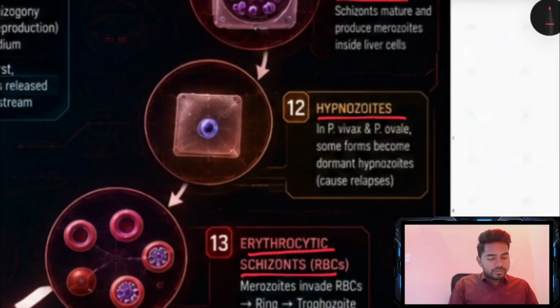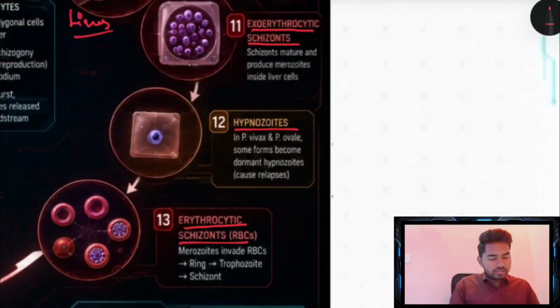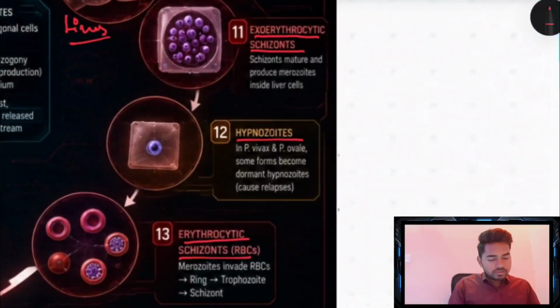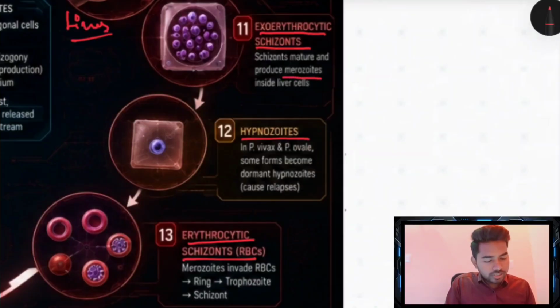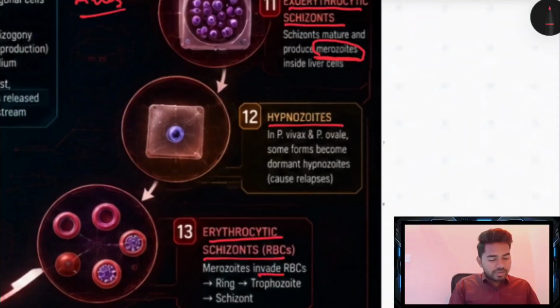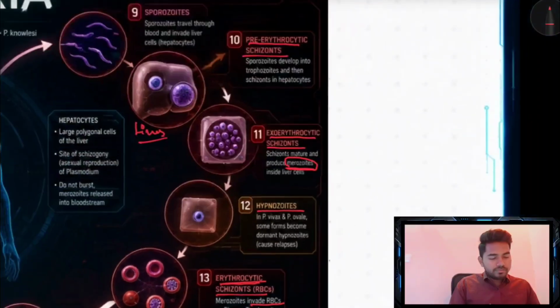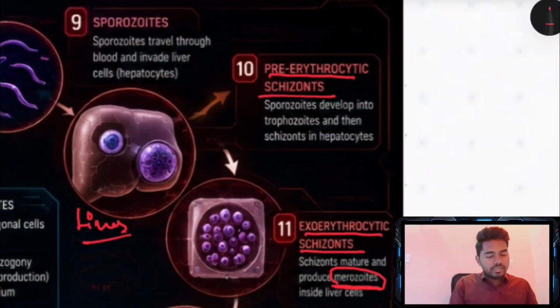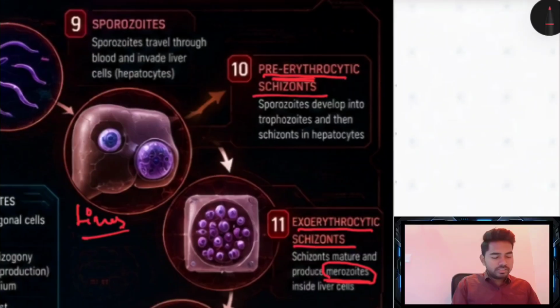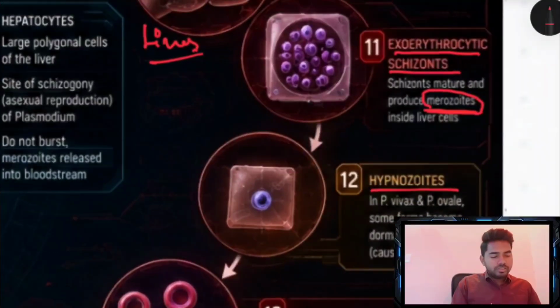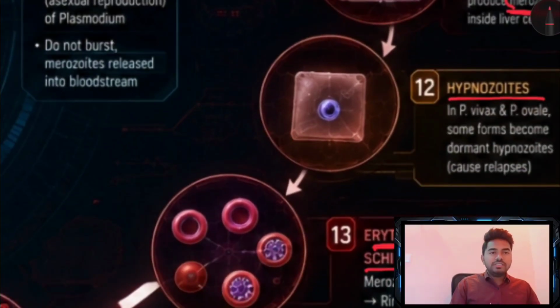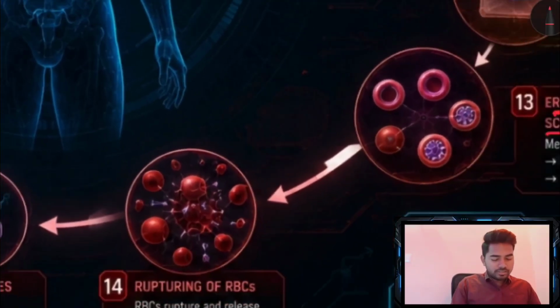That means these hypnozoites, sorry, merozoites. See, in exoerythrocytic stages we have got merozoites. These merozoites will enter or invade RBCs, so we call this erythrocytic stage. Here it is pre-erythrocytic, it is not yet gone to the RBCs. This is also exoerythrocytic, means outside erythrocyte. This is erythrocytic, means inside erythrocyte, that is RBC.